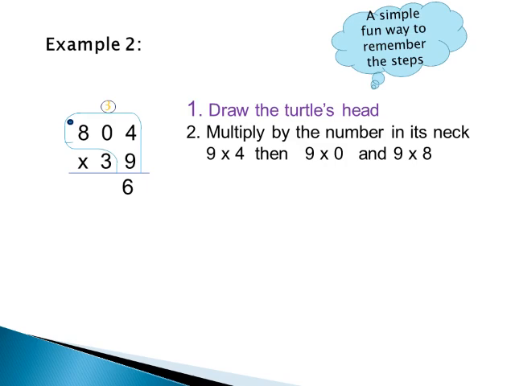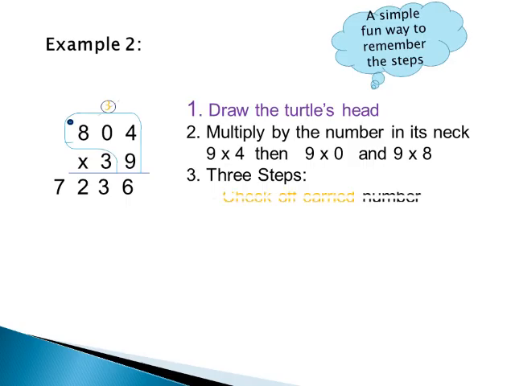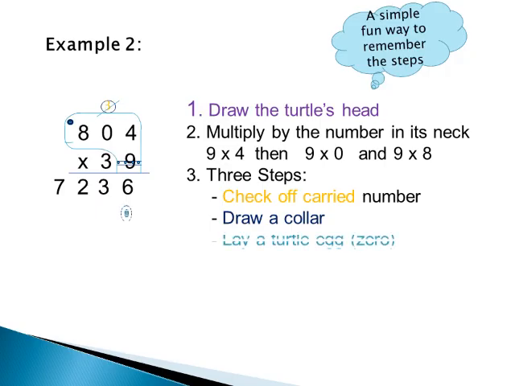Write 6 down, carry 3 to the next column. Then 9 times 0 equals 0. 0 plus 3 equals 3. Write 3 down. And 9 times 8 equals 72. Now, there are 3 important steps before we move on. Check off the carried number, draw a collar, lay a turtle egg 0.